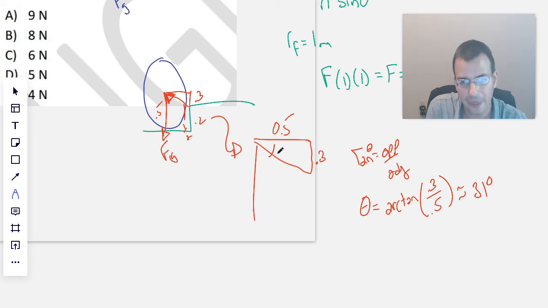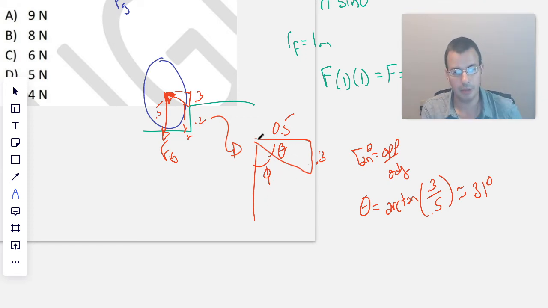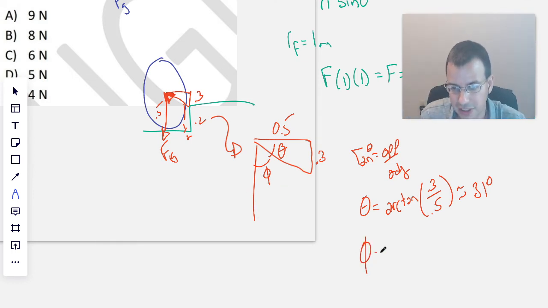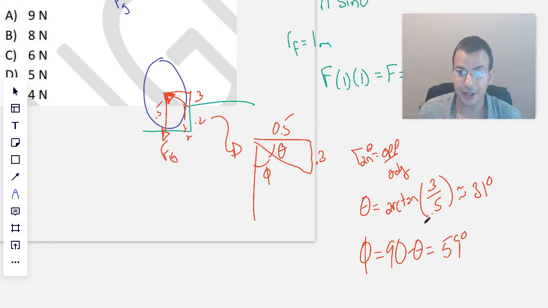But we don't want theta. We want what I'm going to call phi right here, which is this angle right here, which is the angle between the moment arm and our vector, our force gravity vector. So I'm going to call this phi, which is going to be 90 minus theta, which in this case is going to be 59 degrees. All right, so now we got it.